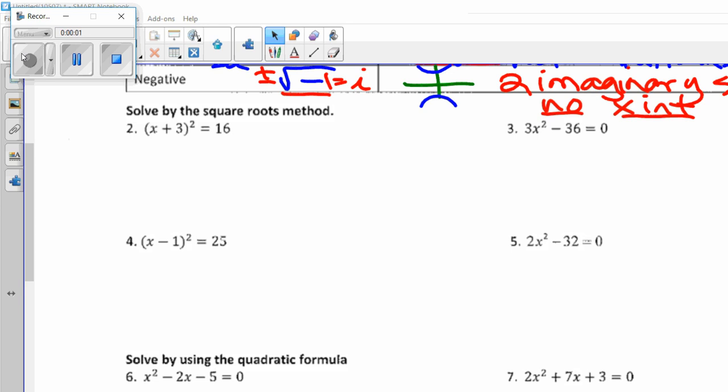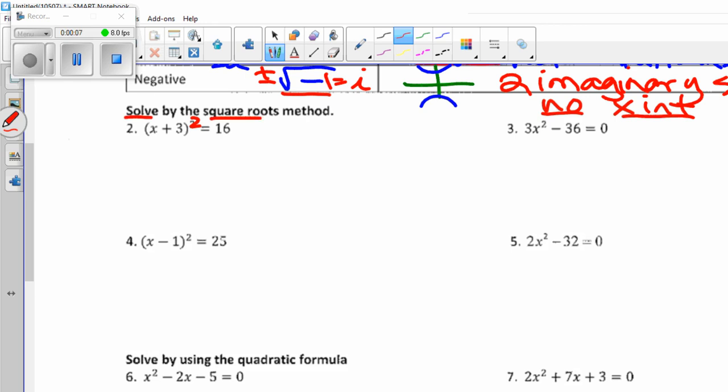Solve this quadratic. I know it's quadratic because it's to the second power, and it says solve by the square root method. All right, so what I'm going to do is take the square root of both sides. I've got the square root of something squared, which leaves what was squared all by itself. And then the square root of 16 is 4.